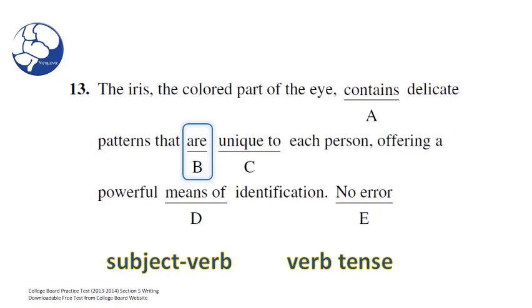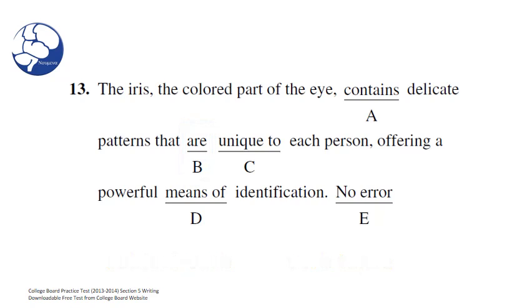Okay, great. So right next to it, we have C. Unique to. Patterns that are unique to each person. I see a preposition here, and I know that I'm supposed to be cautious of prepositions, right?